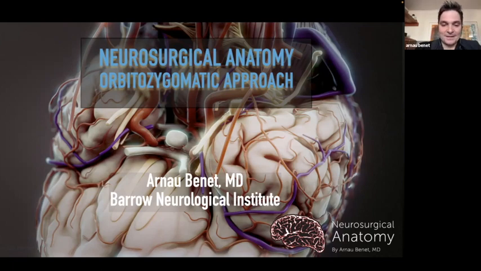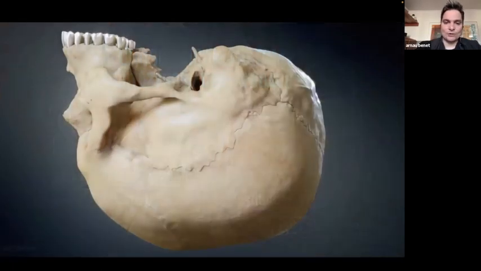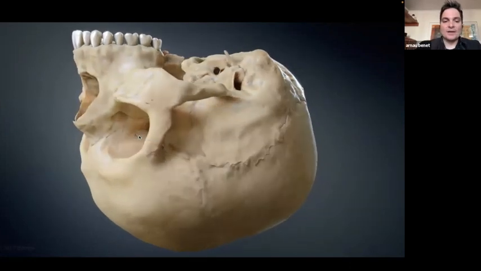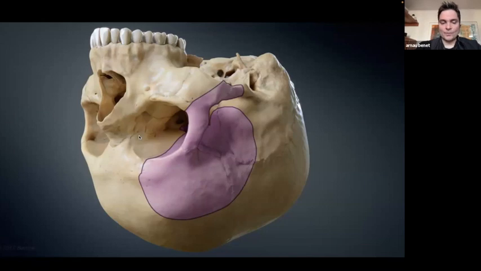So I was asked to speak about the orbitozygomatic approach. And for the youngest audience, I would like them to understand the orbitozygomatic approach basically as the final complete progression of osteotomies that one can do starting from the pterional or the mini-pterional. So basically in your mind, you can construct this approach as a series of steps that incrementally allow you some better features to get into the core of the skull.